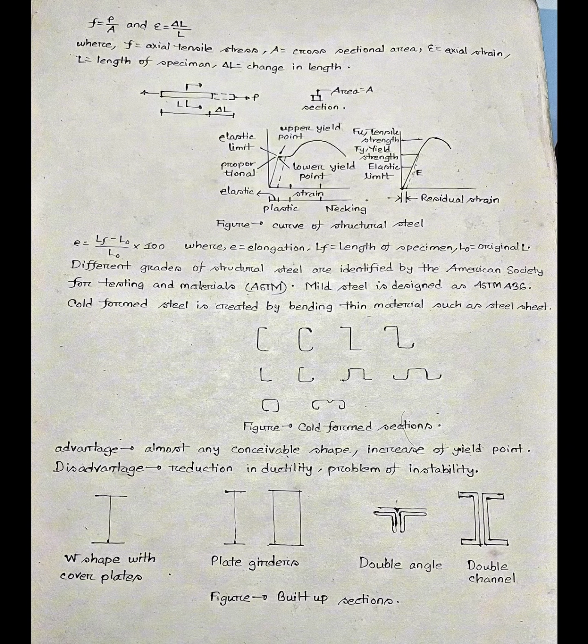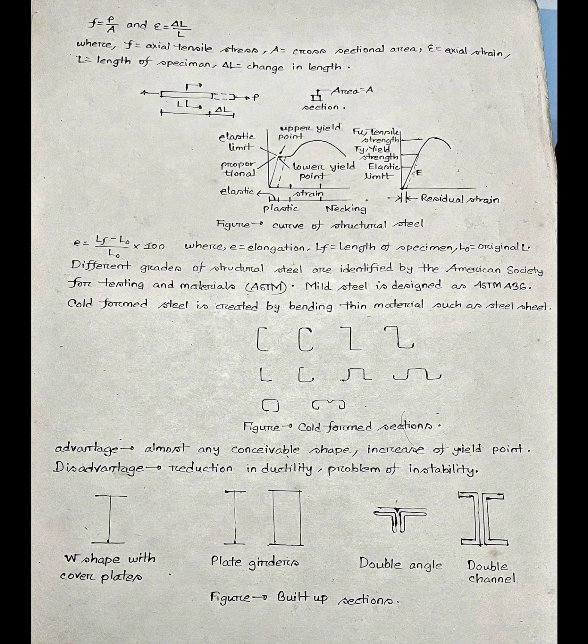Different grades of structural steel are identified by the American Society for Testing and Materials, ASTM. Mild steel is designated as ASTM A36. Cold formed steel is created by bending thin materials such as steel sheet. Advantage: almost any conceivable shape, increase of yield point. Disadvantage: reduction in ductility, problem of instability.